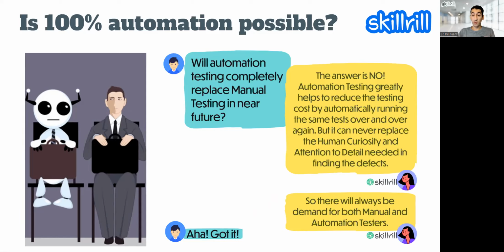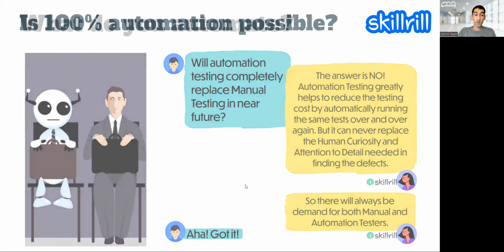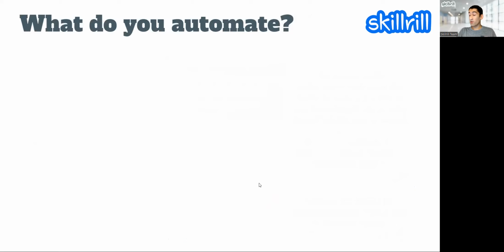They help each other, but they don't replace each other, right? All right, so what can you actually automate? What steps, what parts of your daily tasks will you be actually automating? So first, your test steps.